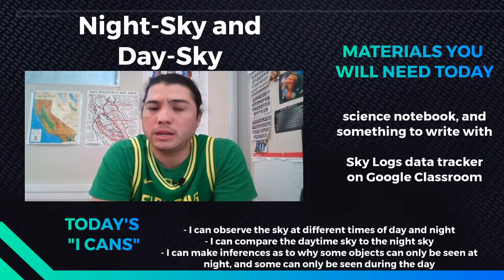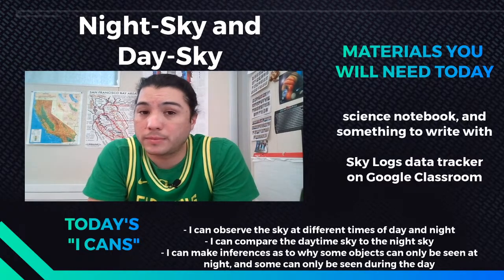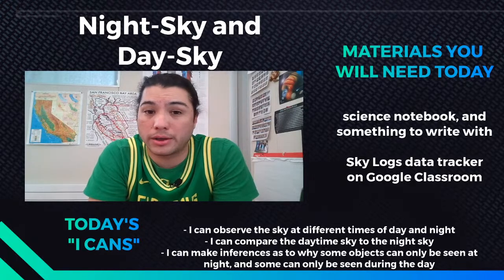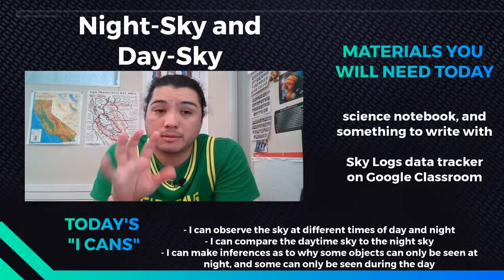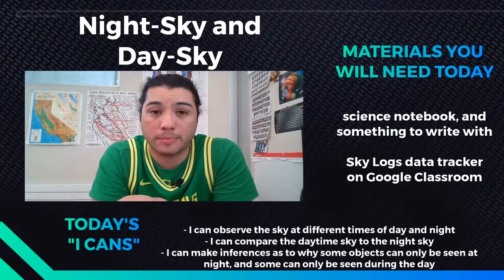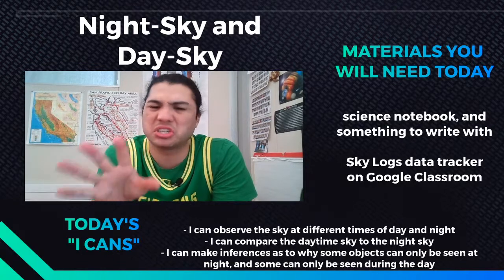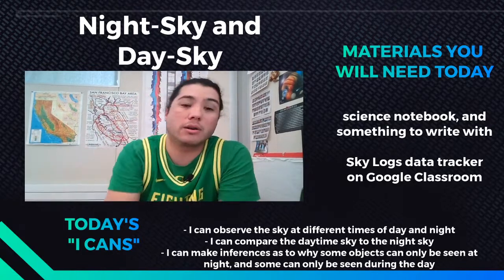Here's what you're going to need: your science notebook and something to write with. You're also going to need the Skylogs data tracker on Google Classroom, but not yet. Don't worry about it. Watch this video for now. I'm going to show my own copy of the Skylog, and you'll know what to do. And then down here are the icons.